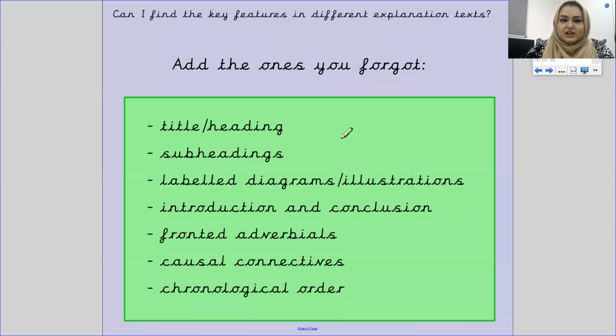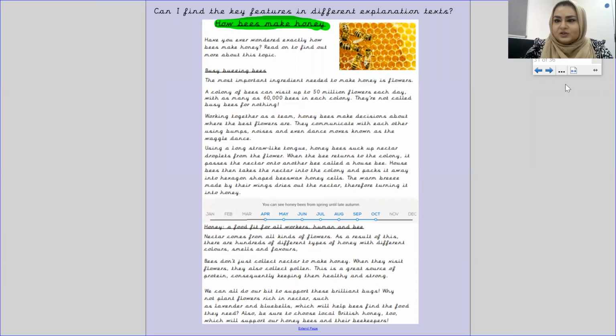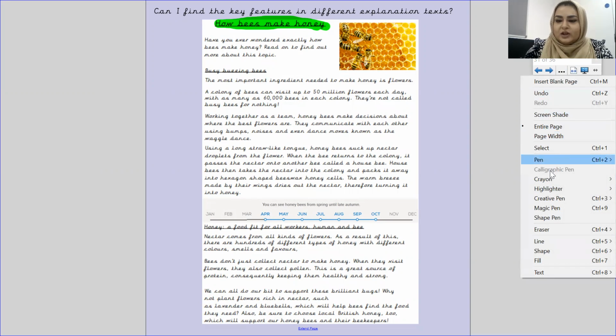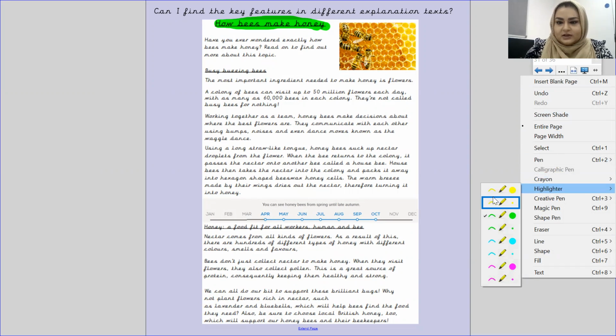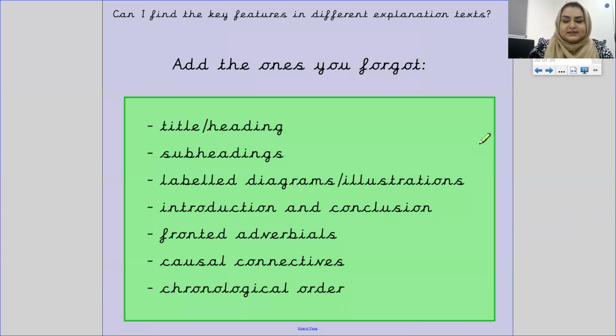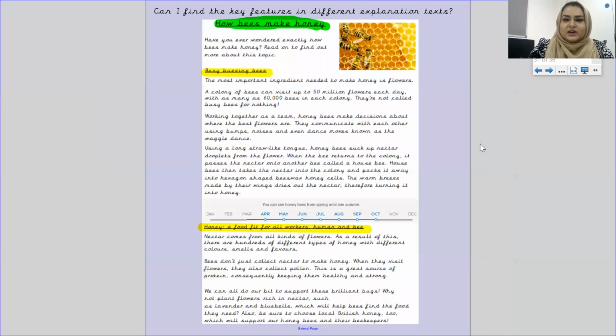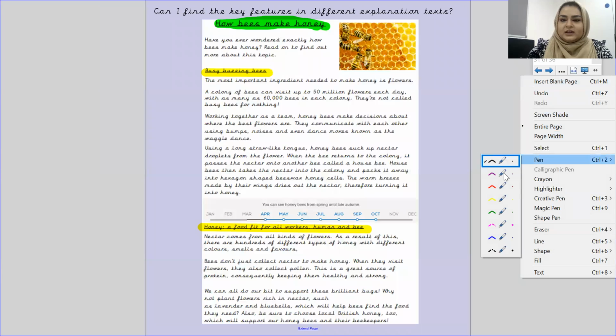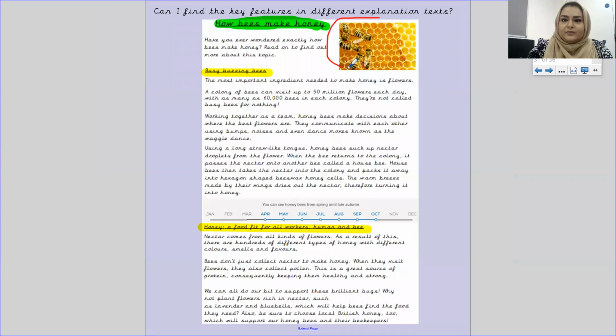Now, our next feature is subheadings. So let's go back. So we know a subheading is a mini heading for a new fact that you're going to discuss. So our subheadings here are Busy Buzzing Bees and Honey, A Food Fit for All Workers, Human and Bee. Our next feature is labeled diagrams and illustrations. So our labeled diagram and illustration is here, and our timeline here.